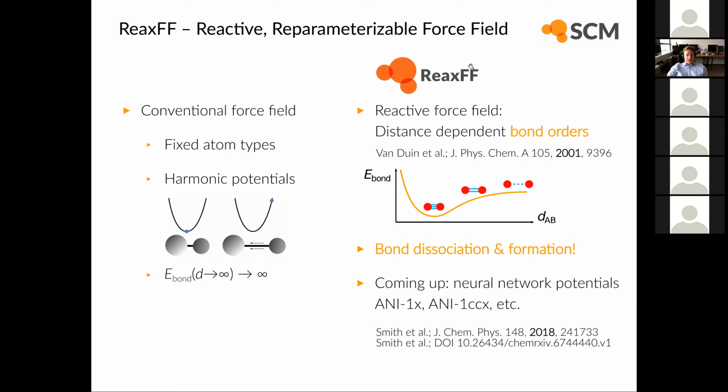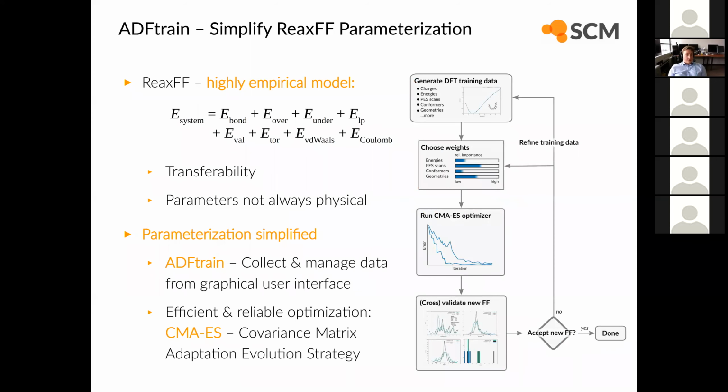It does so by relying on so-called distance-dependent bond orders, as shown here in this graph. Basically, with increasing distance between two interacting atoms, this bond order changes, and that is then used to make this interaction vanish in the limit of long distances. We are recently also working on neural network-based potentials, which are able to do the same thing. In any case, ReaxFF is a highly empirical model, so it relies heavily on parameterization.